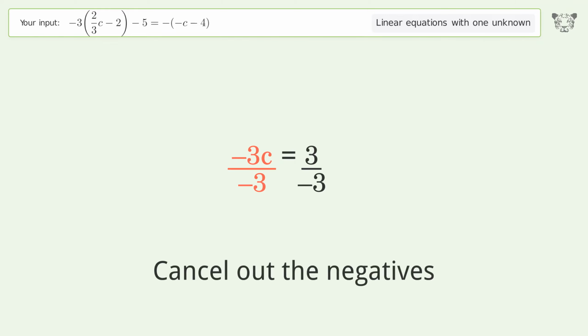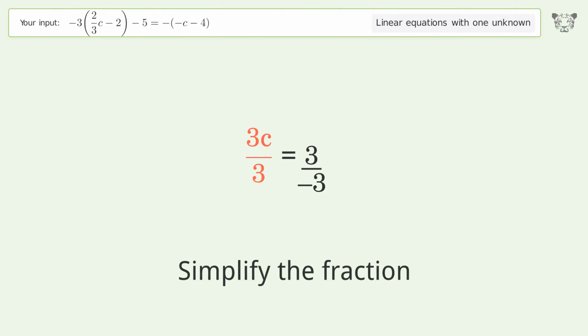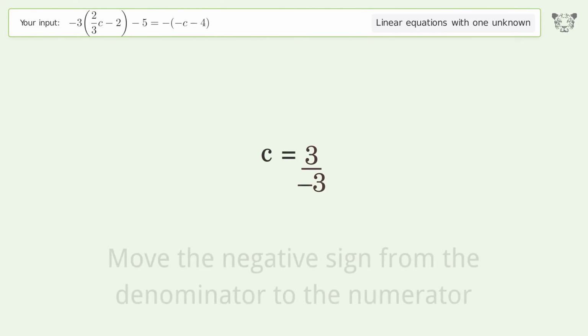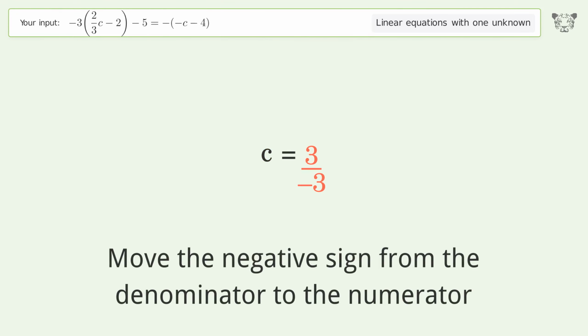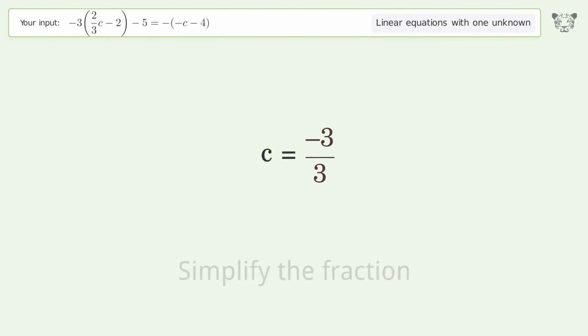Cancel out the negatives. Simplify the fraction. Move the negative sign from the denominator to the numerator. Simplify the fraction. And so the final result is c equals -1.